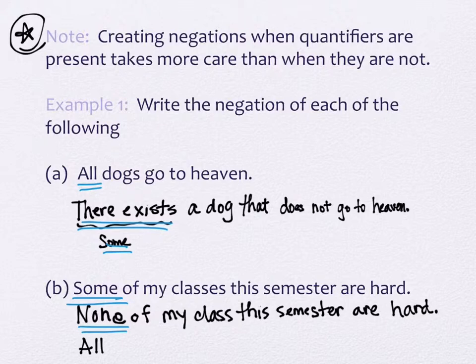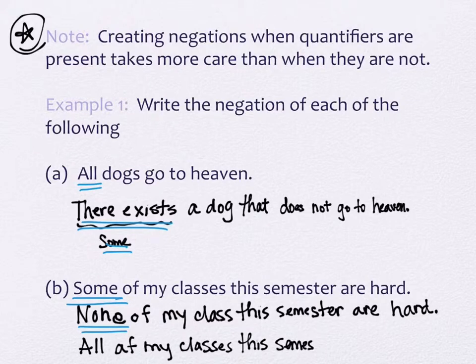Close. So we could say that they're what? They're not hard. That's better. Yes. So all of my classes this semester are not hard. Okay, it's correct. It sounds a little funny. We don't talk like that, right? It's just not the normal syntax that we would use, but it is technically correct, and it would be okay.